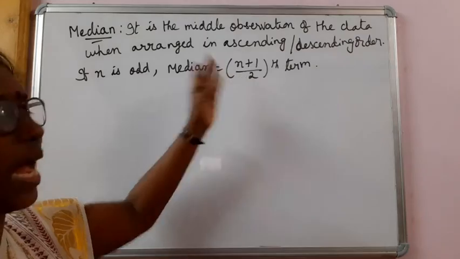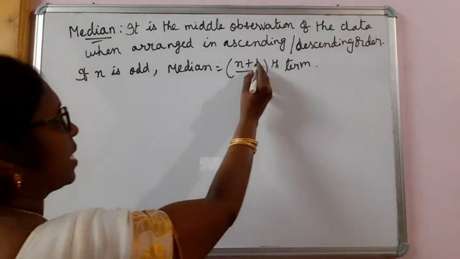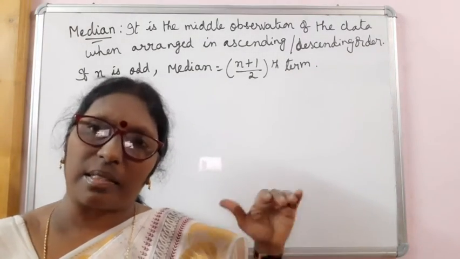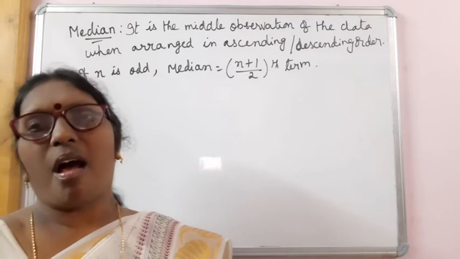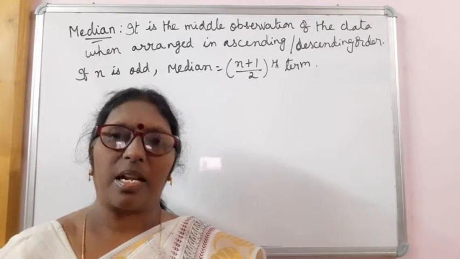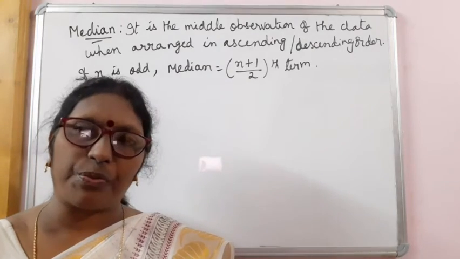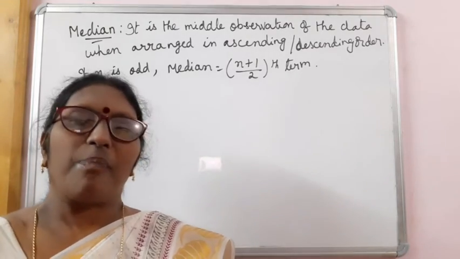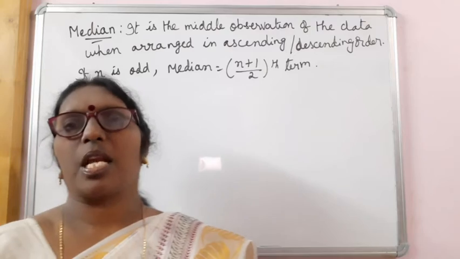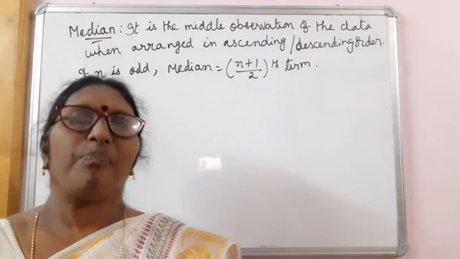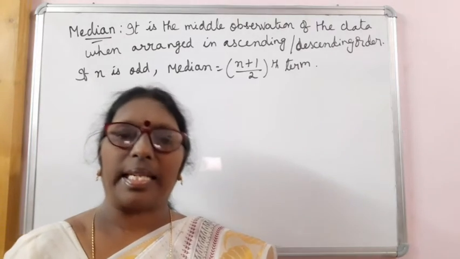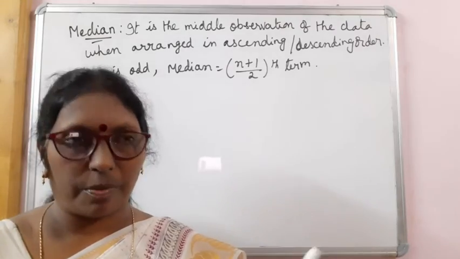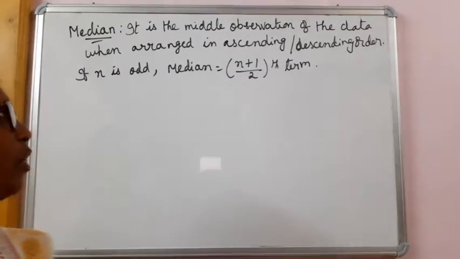Let us take an example. Suppose there are 9 observations. 9 plus 1 is 10, by 2 is 5. The 5th term will be the median when the observations are arranged either in ascending order or in descending order. But it is good for you to always arrange the observations in ascending order, because in later classes, in 10th class, you are going to learn about quartiles. There you have to arrange the data in ascending order. That's why from now on, try to arrange the data for finding the median in ascending order.